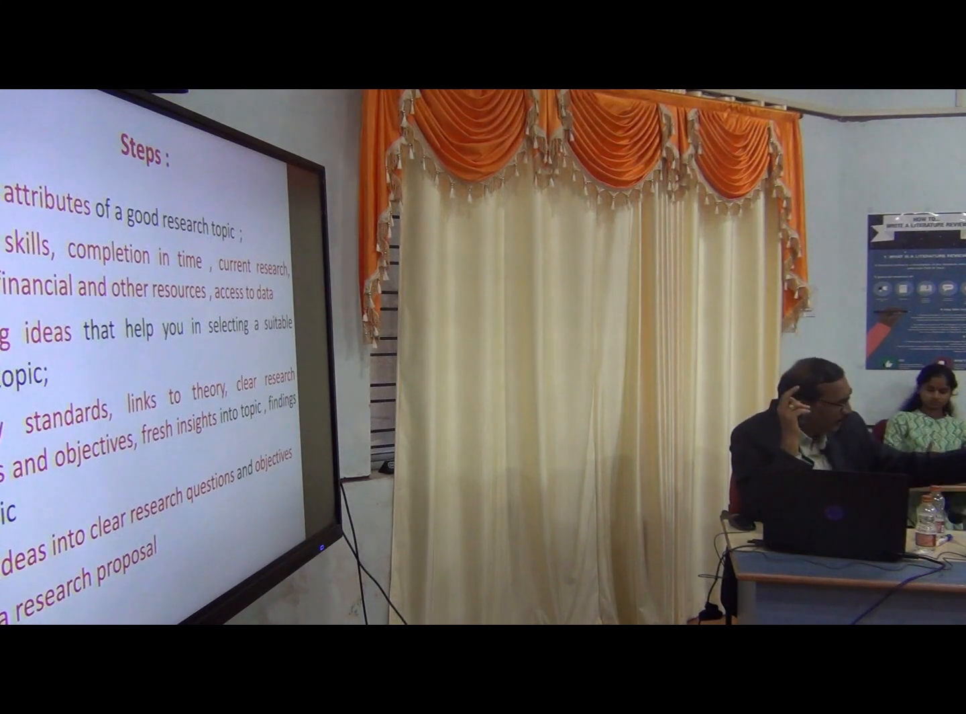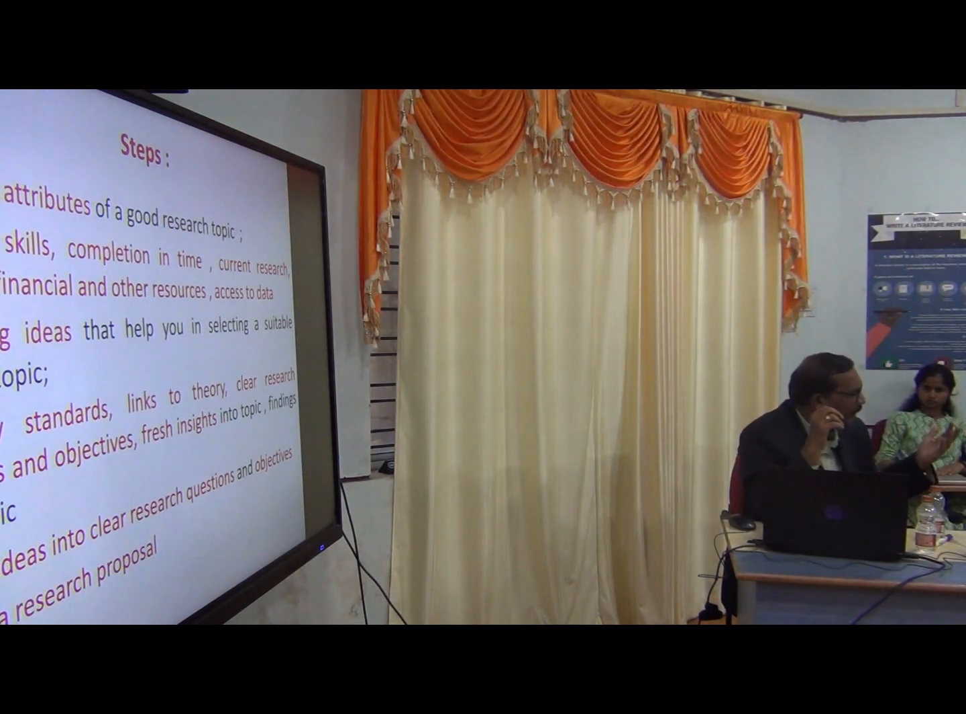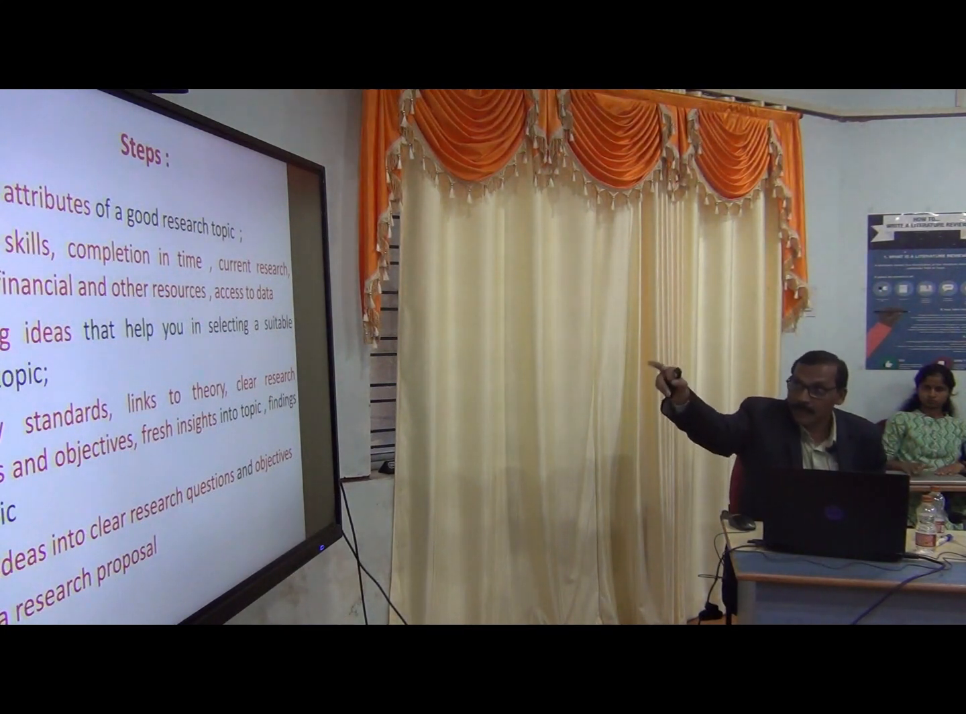Skills are required for the collection of the data, both secondary and primary. Skills are required for the processing of the data, analysis of the data, and interpretation as well. And if you are happy that you have the skill of collecting data, the skill of collecting primary data, the skill of data feeding, data processing and analysis, then you can go for selecting the topic. You can proceed further. Then, completion in time.